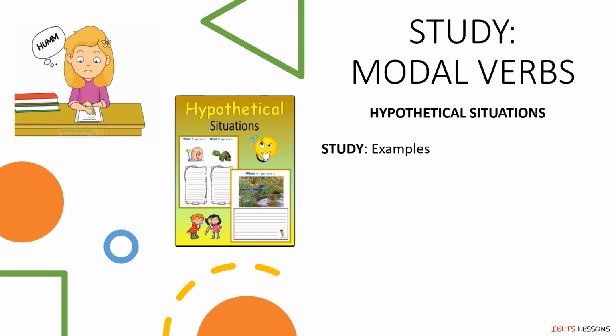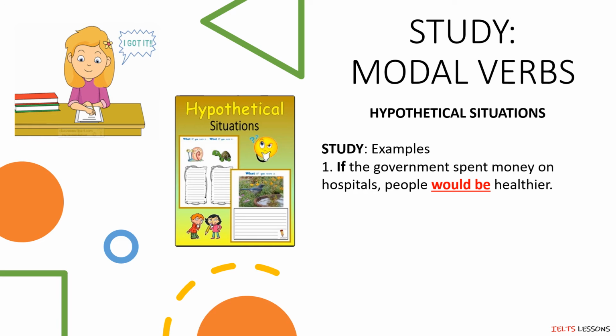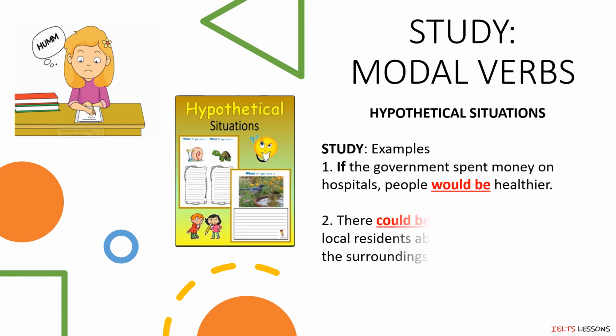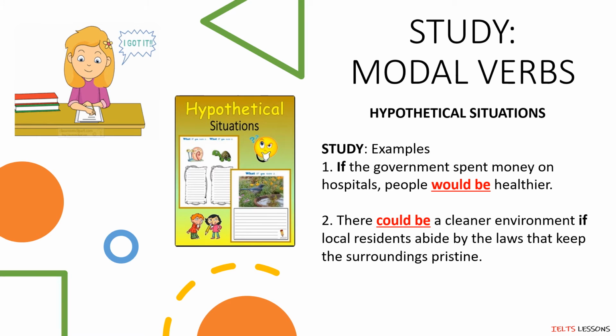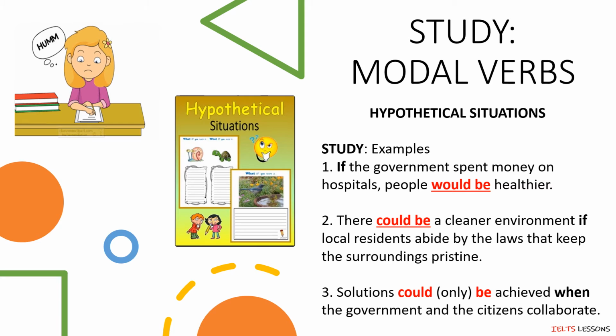Now let's study some example sentences here. For example, in sentence number 1, if the government spent money on hospitals, people would be healthier. Sentence number 2, there could be a cleaner environment if local residents abide the laws that keep the surroundings pristine. And sentence number 3, solutions could only be achieved when the government and the citizens collaborate.